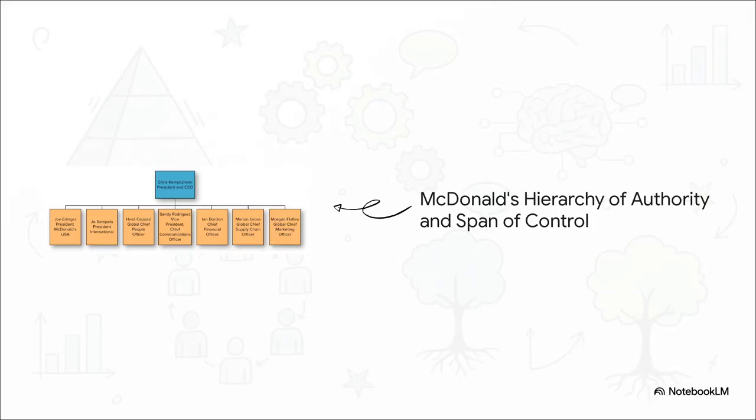This organizational chart for McDonald's perfectly maps out how authority flows in the real world. Focusing right on the CEO, Chris Kempczinski, this visual demonstrates the concept of span of control. Span of control simply means the number of subordinates who report directly to a manager. Look at that blue box at the top and count the orange boxes directly beneath it. You can visually see Kempczinski's span of control right there. He has presidents of the USA and international divisions, plus global chiefs for people, communications, finance, supply chain, and marketing, all reporting directly to him.